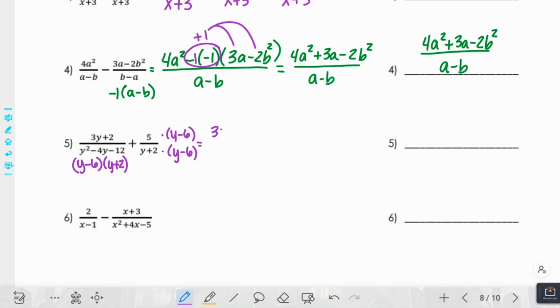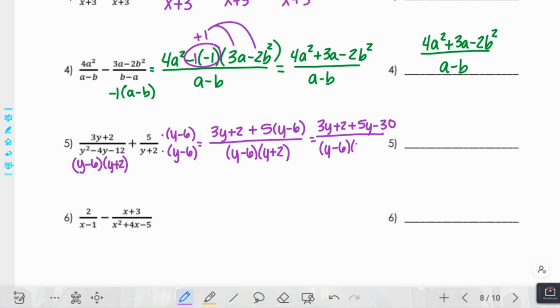So I'm left with 3y plus 2 plus 5 times y minus 6 all over my common denominator, which is now y minus 6 times y plus 2. I am adding up here in the numerator. I cannot take out that y minus 6 in the numerator and the denominator. I can't do it. That only works if everything's being multiplied. And here in the numerator, I've got a plus sign. So you have to go ahead and distribute that 5 and simplify. So 3y plus 2 plus 5y minus 30 all over y minus 6 times y plus 2.